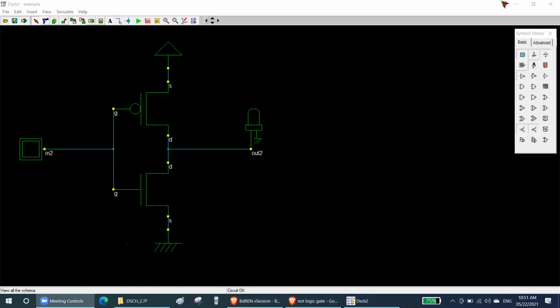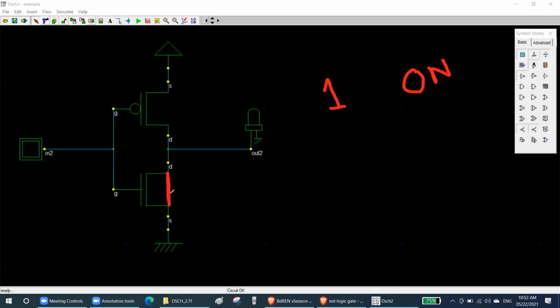Okay. Now we are going to simulate this. We are going to see how this thing works. I'm going to run it. Oh, one more thing. Remember this thing throughout your course, throughout your life. For NMOS, in the gate, if you give 1, that is 5 volt, it will be on. On means conducting. If you give 0, it will be not conducting. That means off.